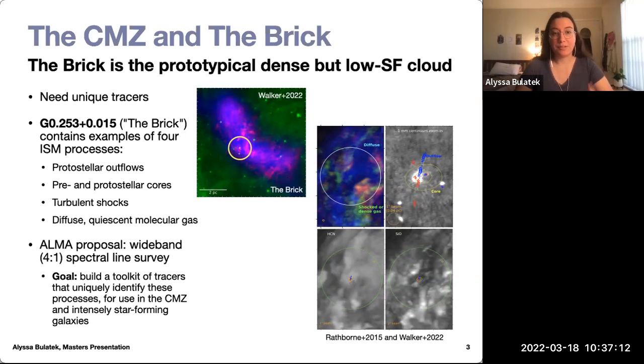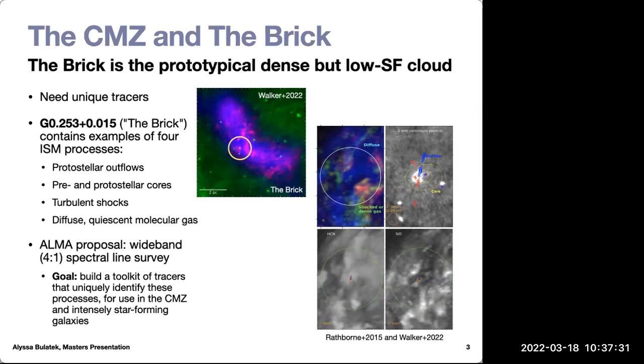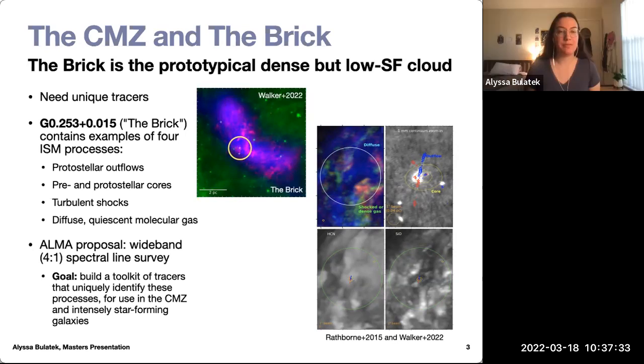Overall, the brick actually doesn't show signs of widespread star formation, except for one water maser that's coincident with one continuum point source, which is at the center of this yellow circle here. And that coincidence of those two features indicates the presence of some kind of prestellar core or star formation activity happening.